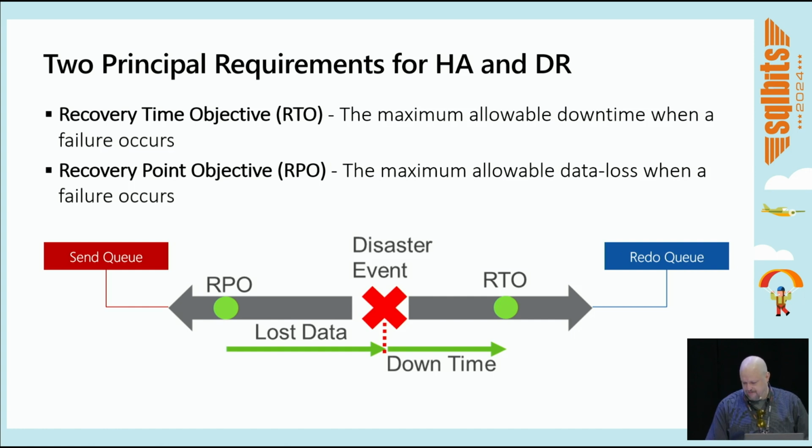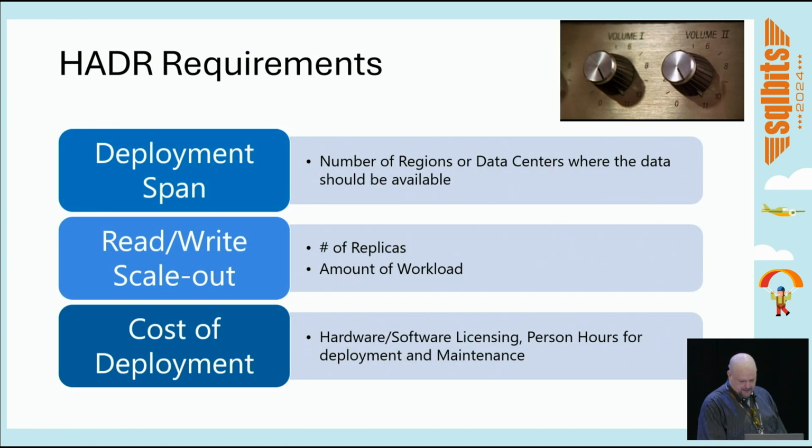So we measure availability in terms of RTO, the maximum allowable downtime when a failure occurs, and the recovery point objective is the maximum allowed data loss when a failure occurs. This can be measured. We actually have Perfmon and Always On availability group DMVs on-prem as well as in Azure that you can use to measure this. And I would definitely keep your eye on this from a monitoring perspective.